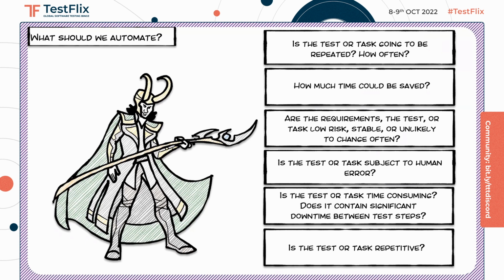Following a set of questions: is it something that's repeatable, and how often? How much time could be saved? Are the requirements of the test low risk, stable, and unlikely to change often? Is it subject to human error? Is it time consuming? Does it contain significant downtime between tests? And is it repetitive? These are common questions that you want to ask whenever you're going to do net new work to make a determination of what you should or should not automate.